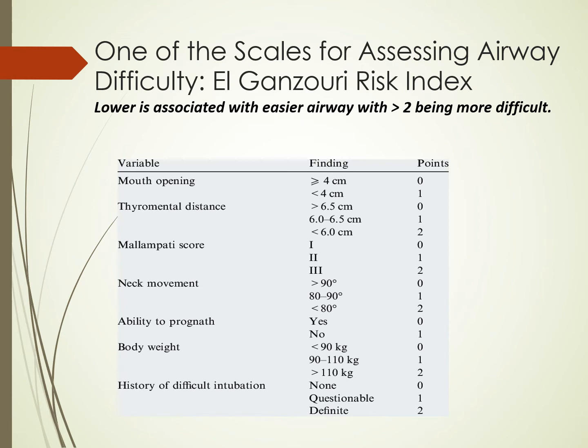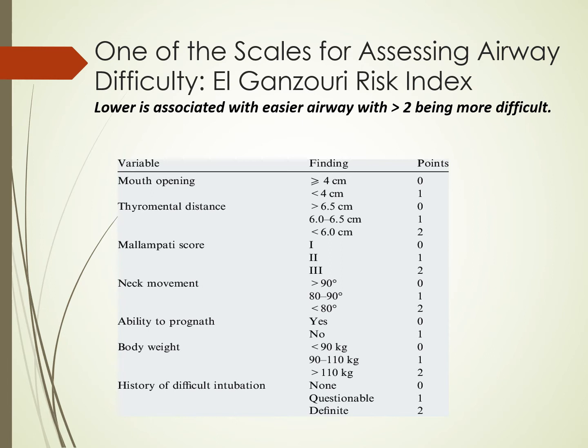He and his colleagues took a look at these various factors that are associated with a difficult airway. They include mouth opening, thyromental distance, Mallampati score, and we have talked about Mallampati score previously, neck movement, ability to actually extend the jaw, body weight, and history of difficult intubation. This particular scale has been studied, and it's been determined that, like any scale, it has some limitations, but in general, a few things can be said about it.